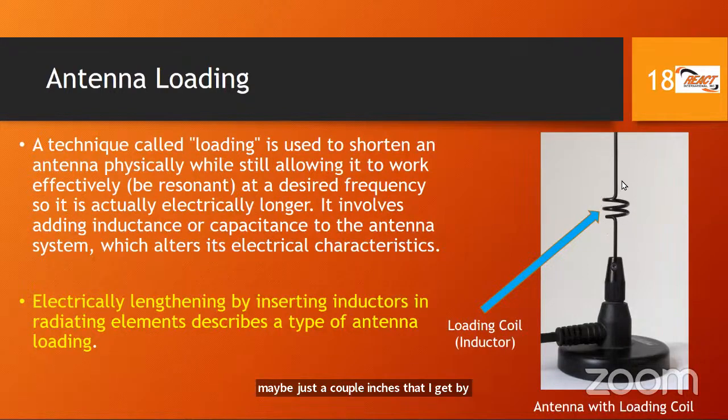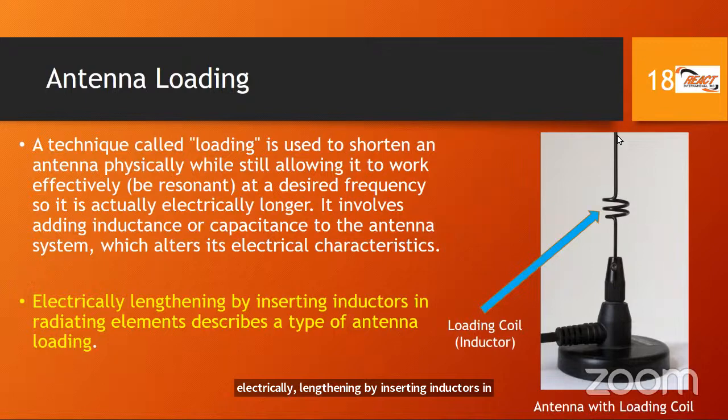So there's an exam question related to it. We have a bit more information on what loading is at the top here, but the exam question is what is in yellow here, and it takes a different perspective. It says electrically lengthening by inserting inductors in radiating elements describes a type of antenna loading. So let's dissect what they mean here.